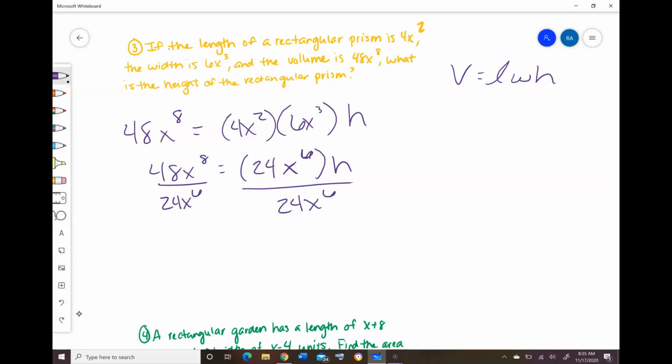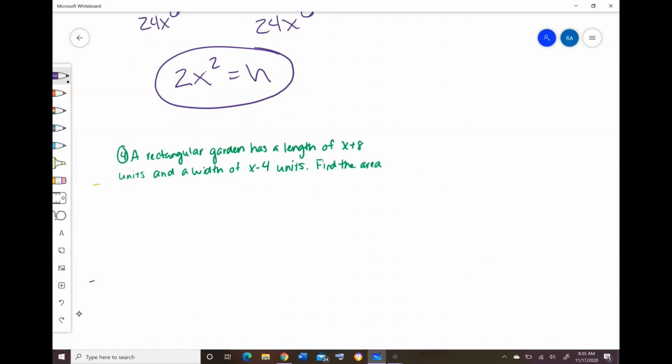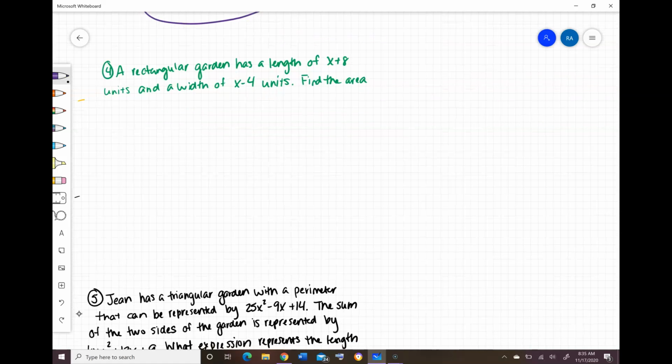Now this is just simple. 48 divided by 24 is going to be 2. When you divide exponentials, you subtract the exponents, so 8 minus 6 is going to be 2. So my height is going to be 2x squared. And that's it. All right, let's do another. Let's do something else. So back to area is what this one's looking like.